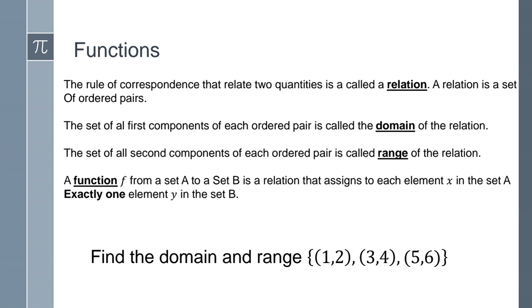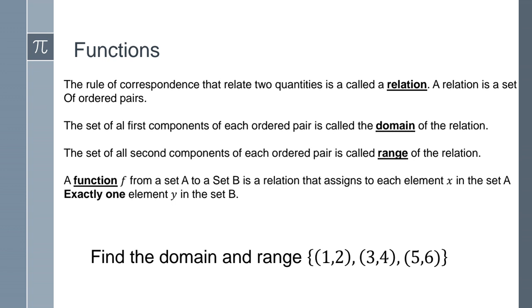Now, for the set of ordered pairs, we have a relationship that is the domain, and we have a relationship that is the range. What I tell the students is that the domain refers to all the x values in our ordered pair, and the range is all the y values that correspond to our ordered pairs. The book definition of a function is: a function f from a set A to set B is a relationship that assigns to each element x in the set A exactly one element y in the set B. For instance, in this particular problem, it says find the domain and range.